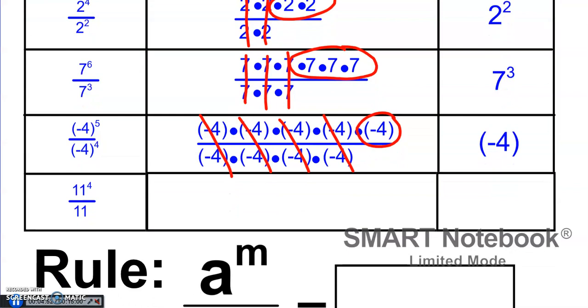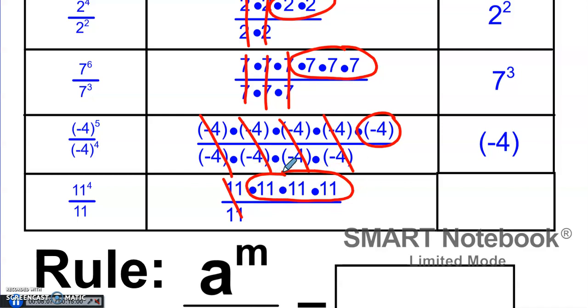And now our last problem, we have 11 to the 4th over 11, which we just say is 11 to the first, or just 11. So we have 4 on top and 1 on the bottom. Well, this set cancels. And now we're left with how many? Yeah, 3. So we have 11 to the 3rd power. We also call it cubed.